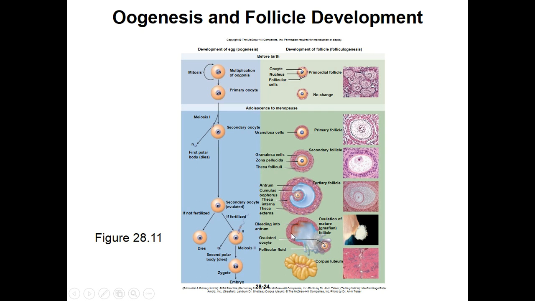What's left of the follicle is significant. It turns into this yellow body called the corpus luteum, which of course means the yellow body. And this is a tiny endocrine gland. It releases progesterone and estrogen to promote the uterus to get ready in case this little egg is fertilized. And then we're going to need a place for implantation to occur.